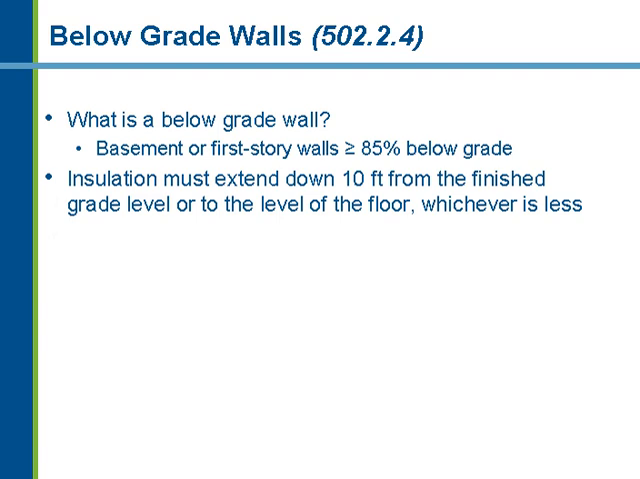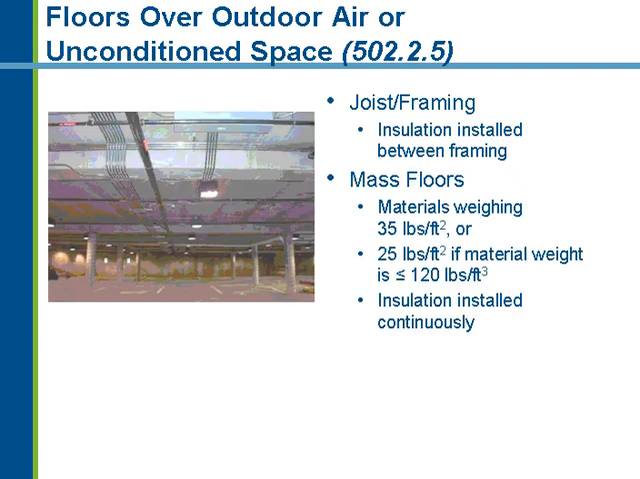The insulation is also, by code, supposed to be installed continuously. There's a CI by that in the table. So the insulation would be continuous insulation installed from the grade level down 10 feet or to the floor, whichever is less. And again, that is only in climate zone 7 and 8. All the other climate zones are exempted under Chapter 5 from this requirement. For floors over outside air, we have a couple of different options.